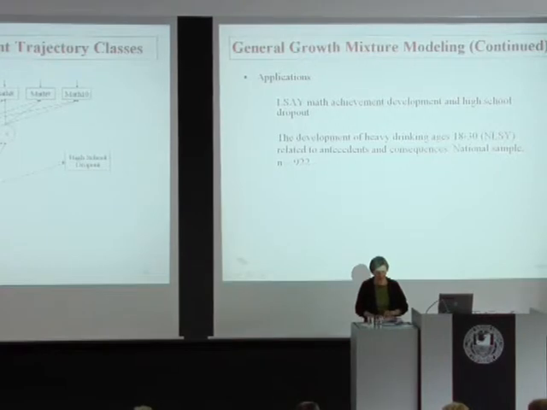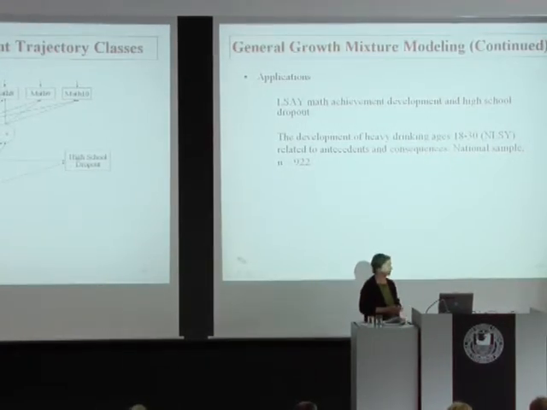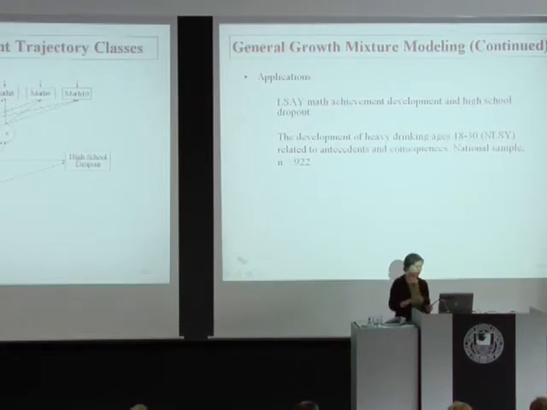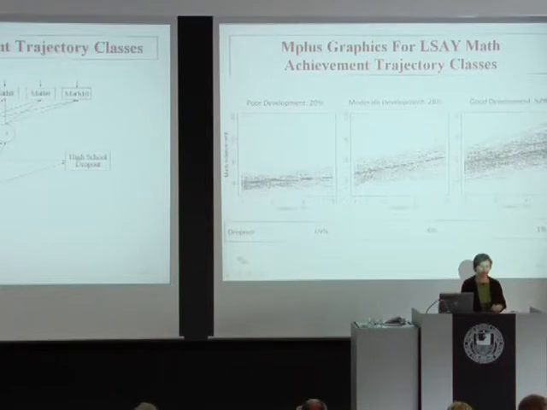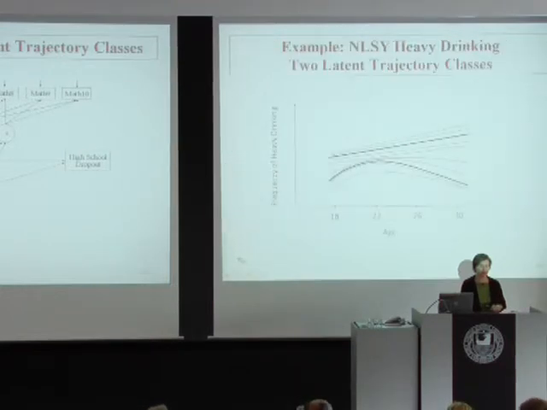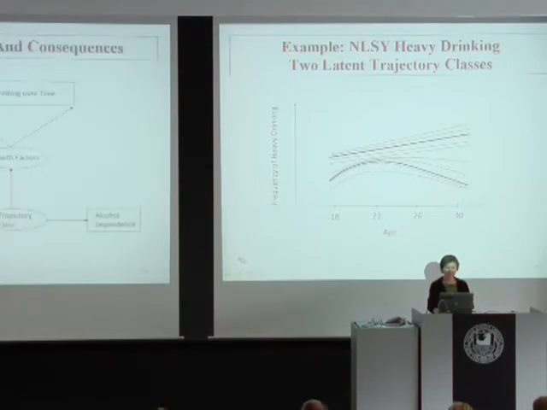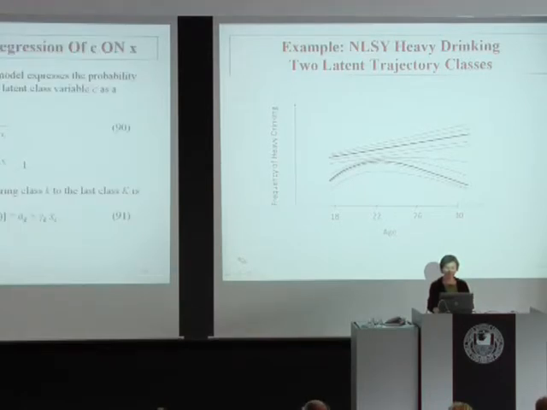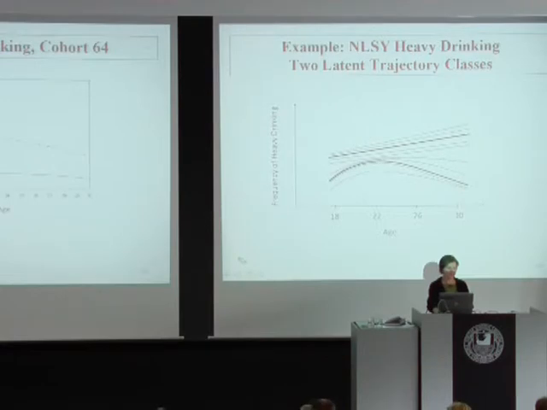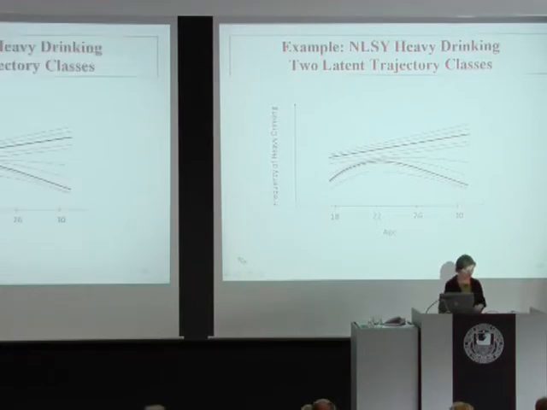So this is just a brief example. I lied to you when I said we were going to show you where we found everything, but anyway, of LSA math achievement with a distal outcome. But now we're going to go on and look at another brief example, and that's the NLSY heavy drinking.